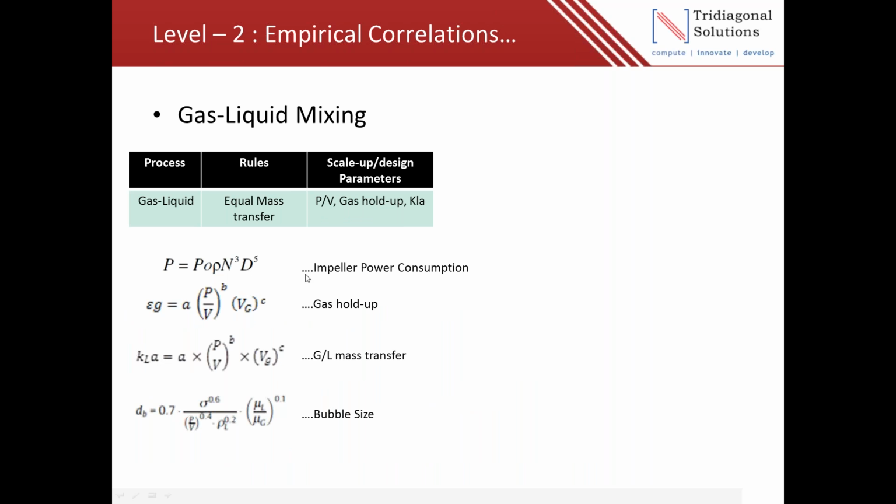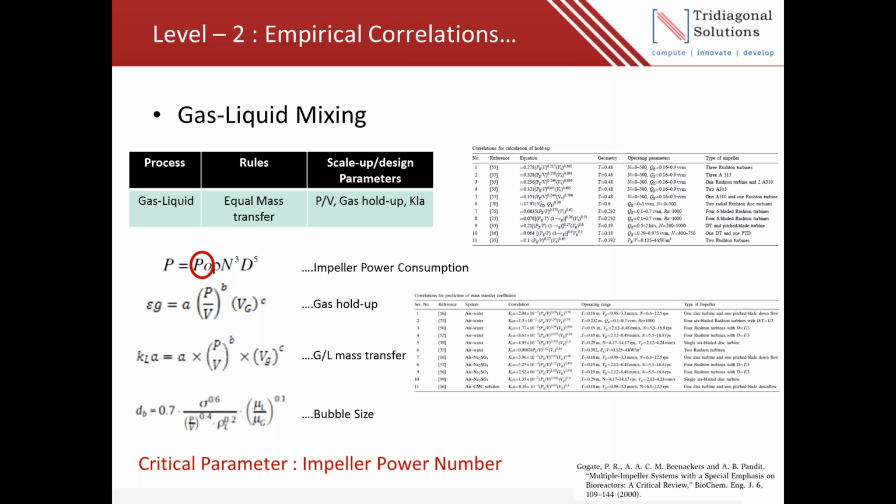Again, in gas-liquid mixing, if you look at the scalar parameters, we typically look at power consumption, power per unit volume, gas holdup, and mass transfer coefficients. These are the typical correlations used to estimate the power consumption, gas holdup, mass transfer coefficients, and even the bubble size in a gas-liquid application. Again, we look at power number as a critical parameter. Based on power number, we estimate the power consumption, and that power consumption is used in various equations to estimate gas holdup, mass transfer coefficients, as well as the bubble size. So again, power number becomes the critical parameter in all these correlations.